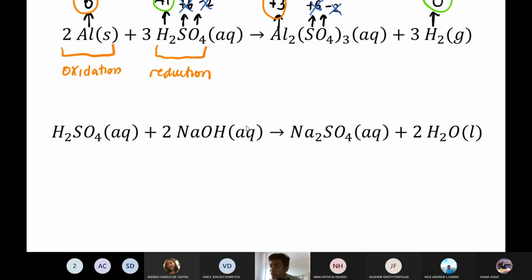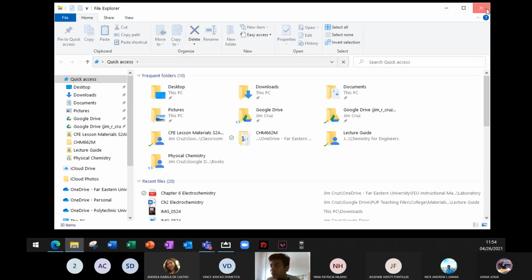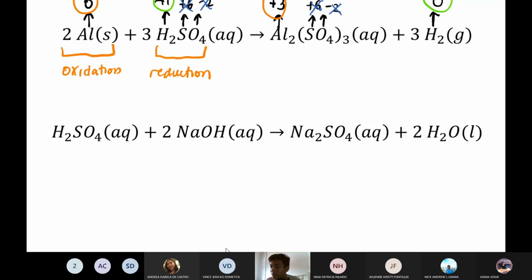Okay. So let's try this. We have H2SO4, 2 NaOH, Na2SO4, and H2O. Let's identify the oxidation number of the elements. Again, I will leave this to you for practice, pero ibibigay ko na yung sagot.